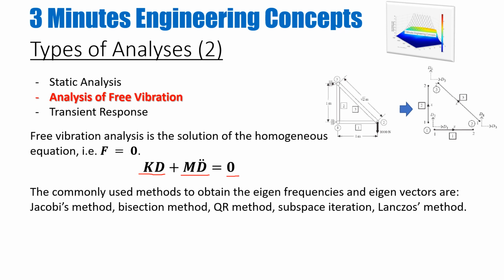In this case, we commonly use methods to obtain the eigenfrequencies, as I told you, the natural frequencies of the system, and eigenvectors, which will give us what sort of frequency modes or vibration modes it will have at that frequency. You can use Jacobi's method, for example, the bisection method, the QR method, subspace iterations, and the Lanczos solver method. In many FE software packages like Ansys and Abaqus, you will find the Lanczos solver is one of the most used methods, but there are other options available as well.